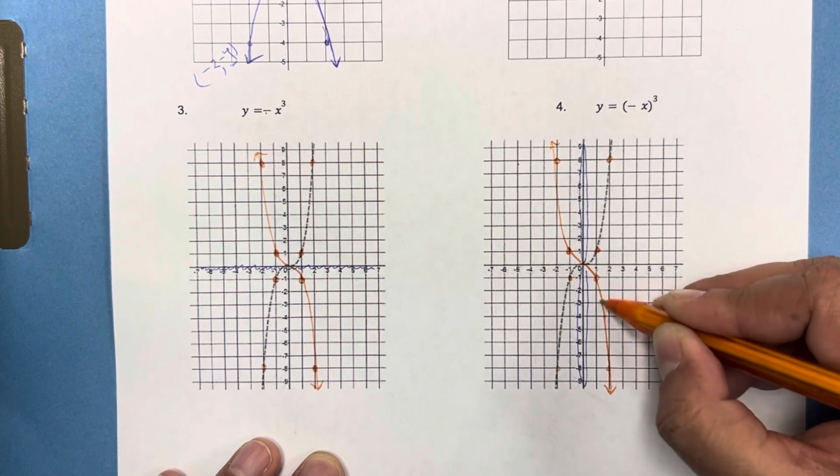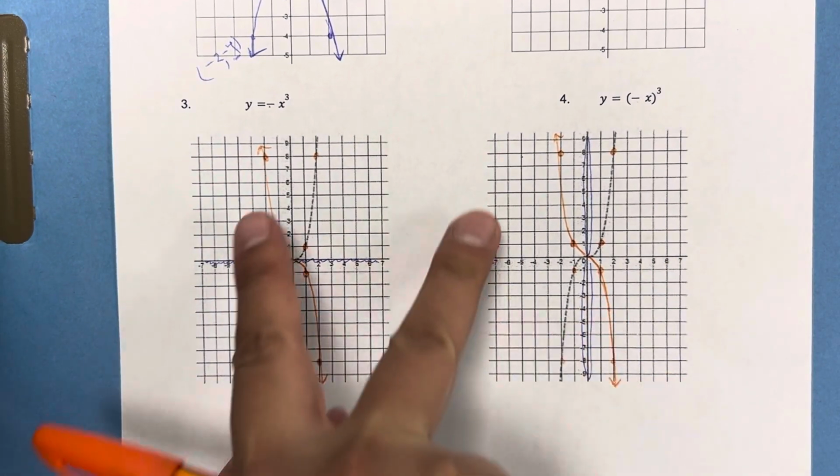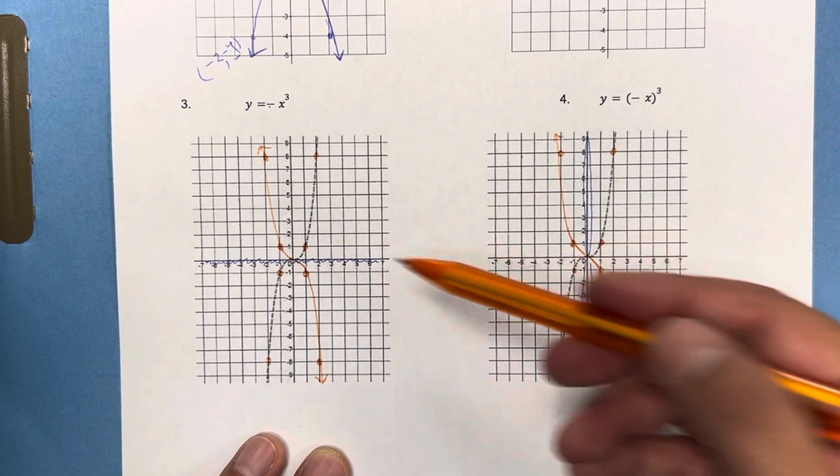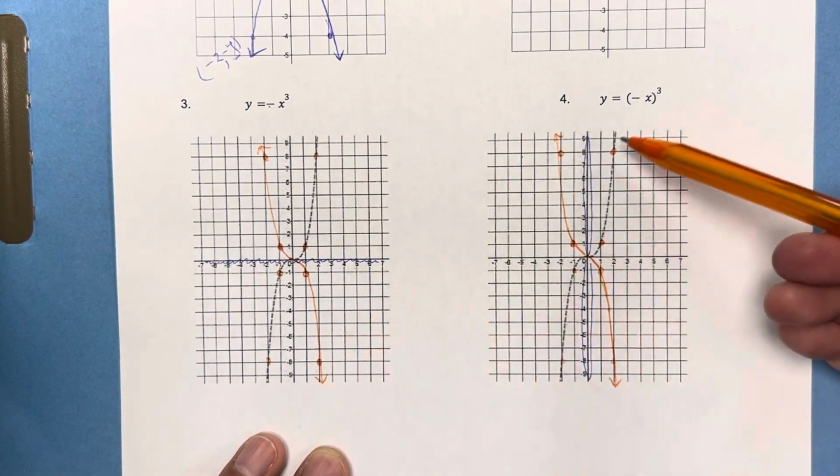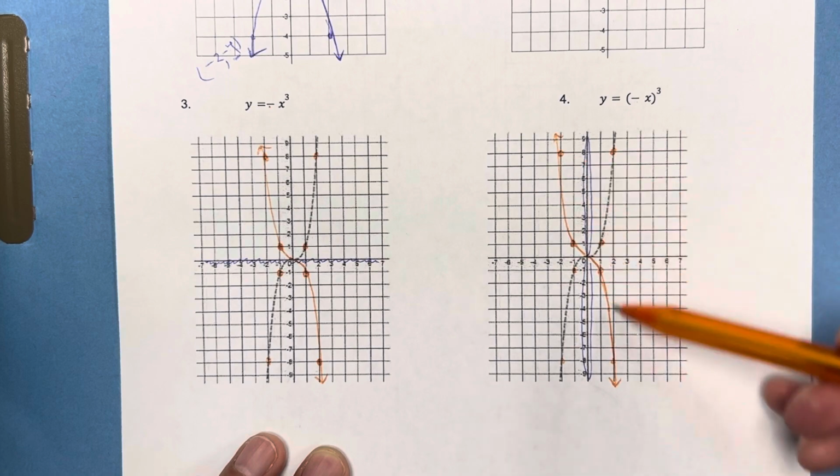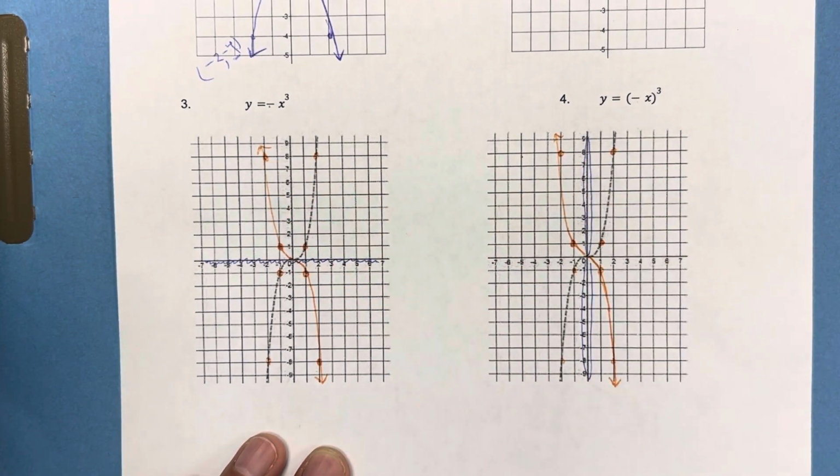Notice how for the cubic, the two reflections look exactly the same for different reasons, because this point is down here, but this point is on the left. It doesn't matter. The two reflections look exactly the same, okay?